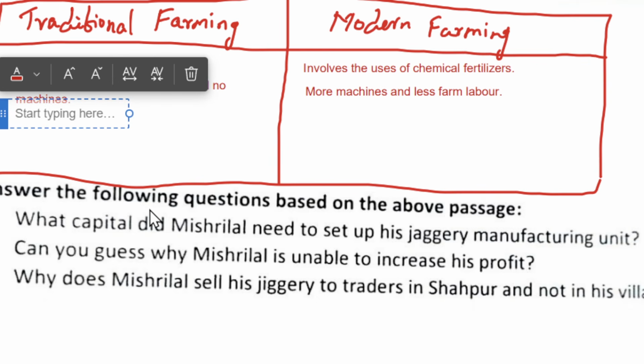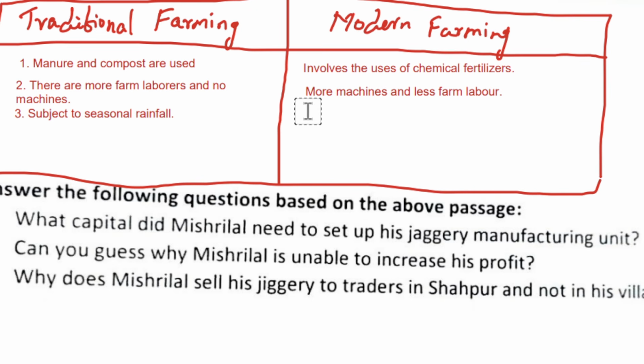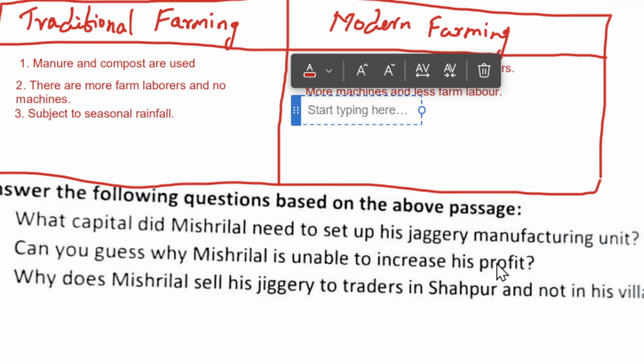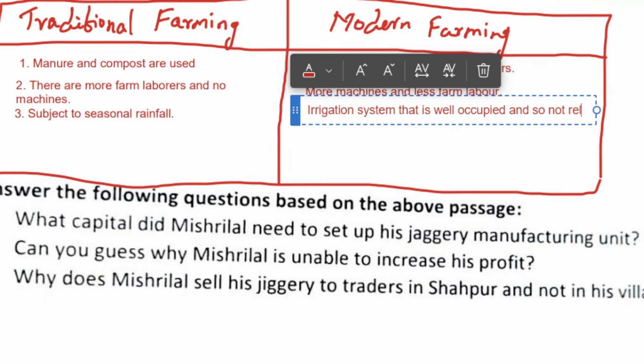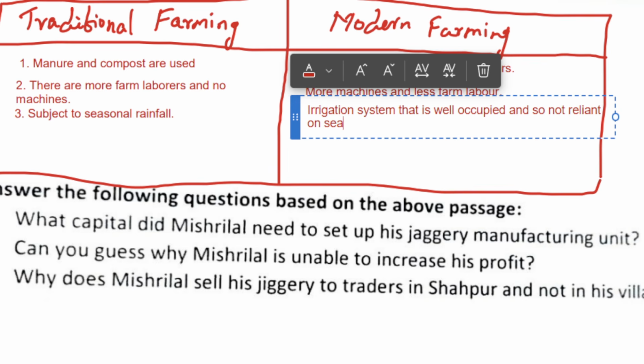And third point, subject to seasonal rainfall. Here we have irrigation system. So we have irrigation system that is well occupied and so not reliant on seasonal rain.